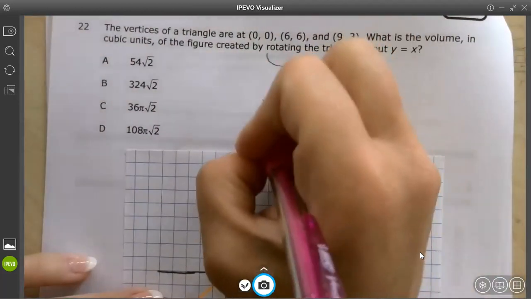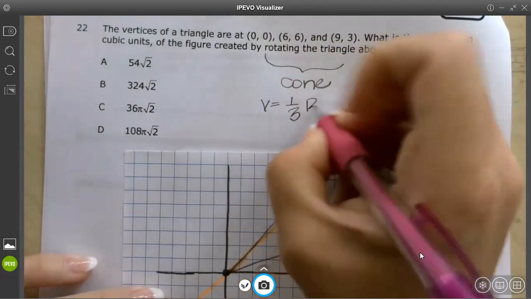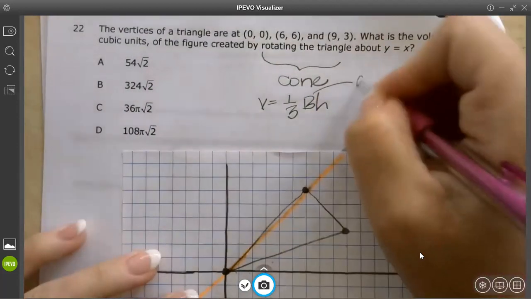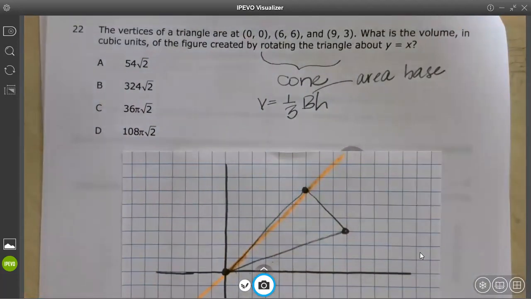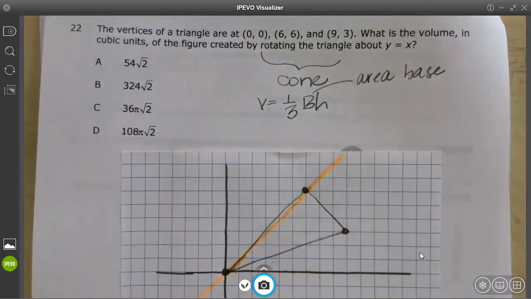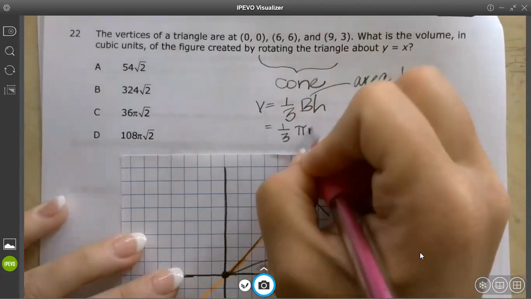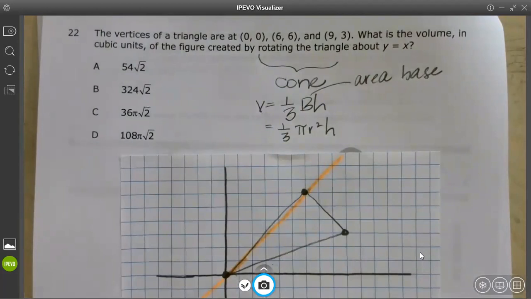We went through our volume formulas. If it has a point, it's always 1/3 big B H, and big B stands for area of the base. So you told me that the base was a circle, right? So area of a circle is pi r squared, times h. H is part of the volume formula. So pi r squared is the area of a circle.